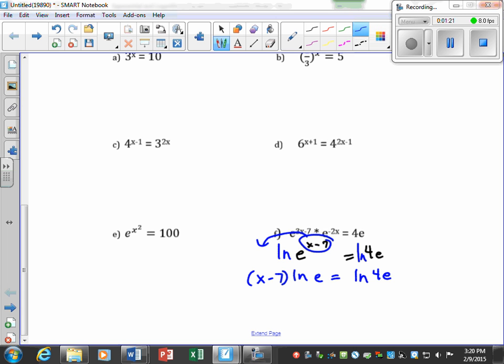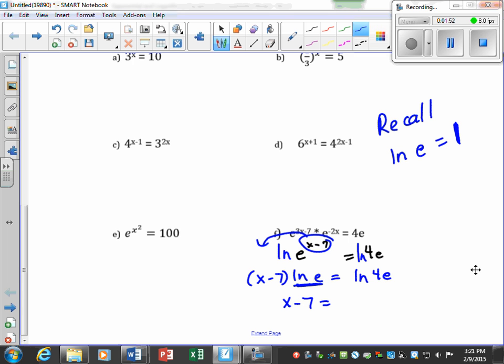Now we're going to apply some of our properties of natural logs. I want you to recall that the natural log of e is equal to 1. And even if you didn't know that, you could put that in your calculator, natural log of e to the first power, and it's going to equal 1. So this just simplifies to 1, and I'm going to have x minus 7, because natural log of e simplifies to 1. So x minus 7 times 1 is just x minus 7.